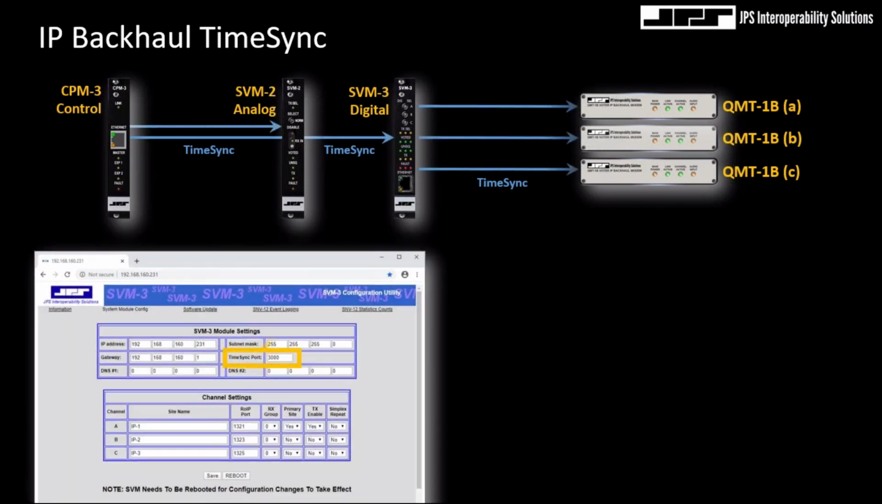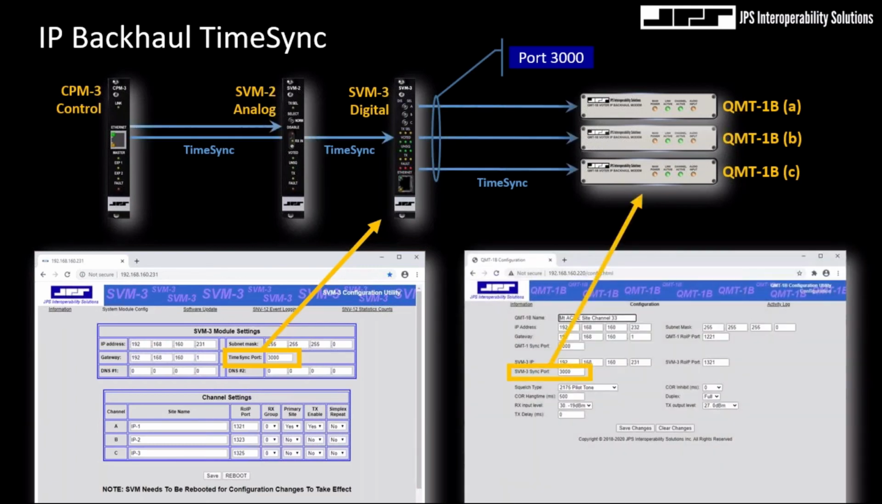If we log into the SVM3 module in the chassis, we would see the default time sync port value is 3000, and that's a factory default. Again, this port value can be changed to support network requirements, for instance, VLAN port multiplexing or port forwarding. And if we take a look at the QMT backhaul modem at the remote site, we'll also see that the time sync port value is also 3000.